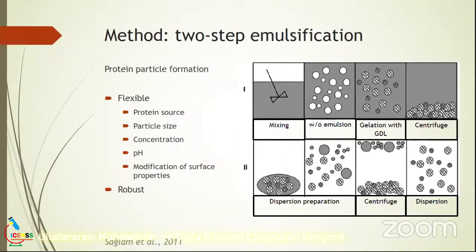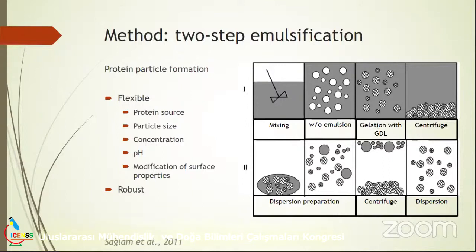And then we have gelled those droplets. Here in the sodium caseinate case, we have gelled them via acidification using GDL, but depending on the protein type, one can use heating, cooling, or enzymatic cross-linking. Some other gelation methods can be used. That's also another flexibility of the method. And then we have removed the oil by centrifuging them.